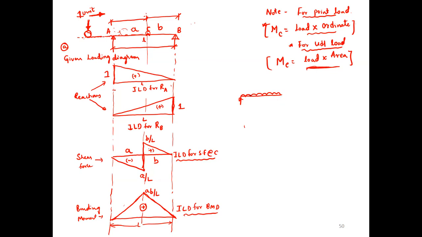See, for an example, I will take a load. I consider a load of 80 kilonewton, and 80 kilonewton, one more 80 kilonewton, at each 2 meter, 2 meter, 2 meter, for example. Okay. Now, what is the IID? I will ask to compute moment at C.